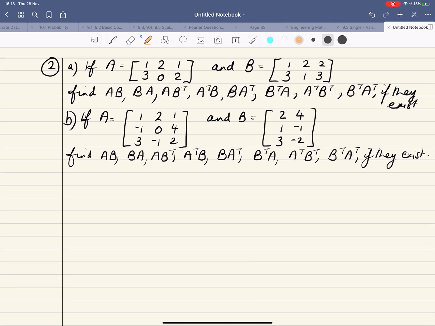Right, number 2. A's that, B's that. Find AB, BA, AB transpose, A transpose B, B transpose A. Excellent. Right, let's get on with this then.